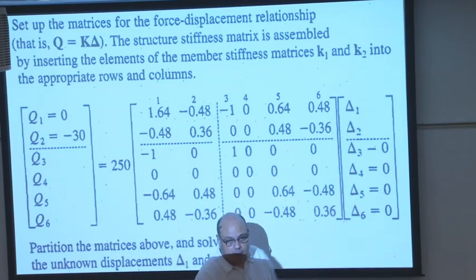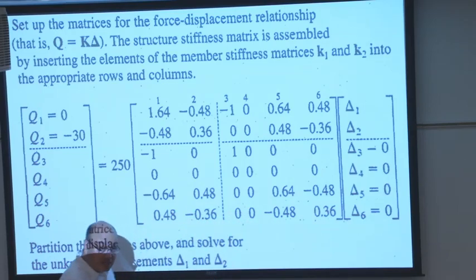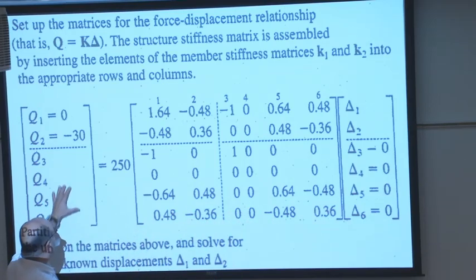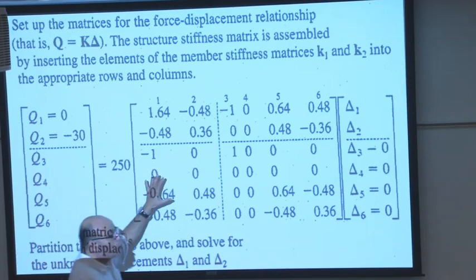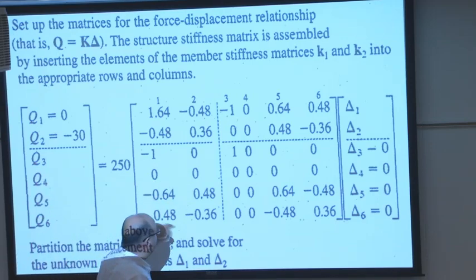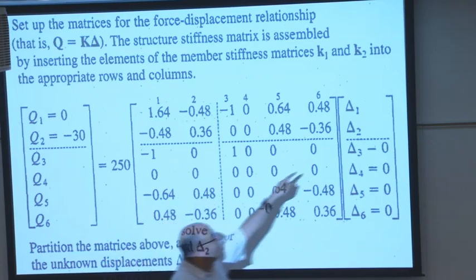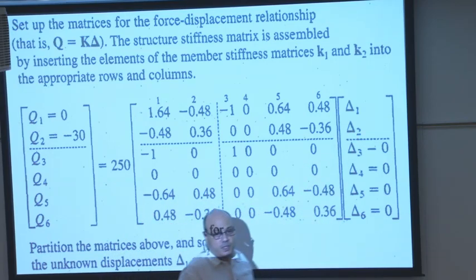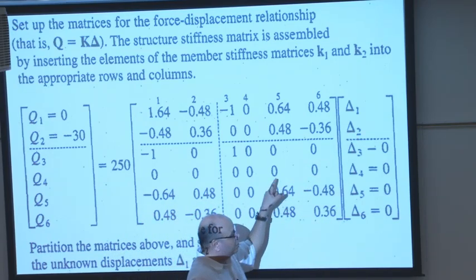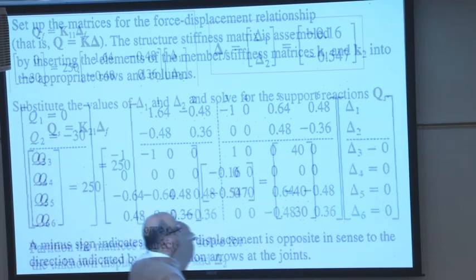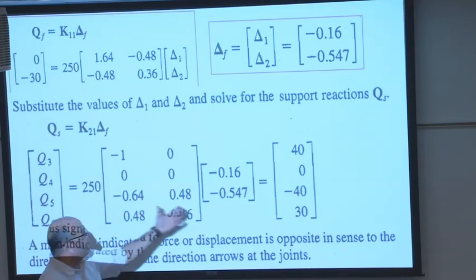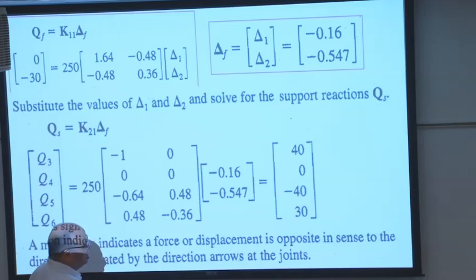displacement. Done. In order for us to find the reactions, we say these forces right here equal K21, which is this submatrix, multiplied by the displacement. And of course, the second one, which is K22 times 0, we ignore that. And here we go. This is what we have, and we came up with these forces.